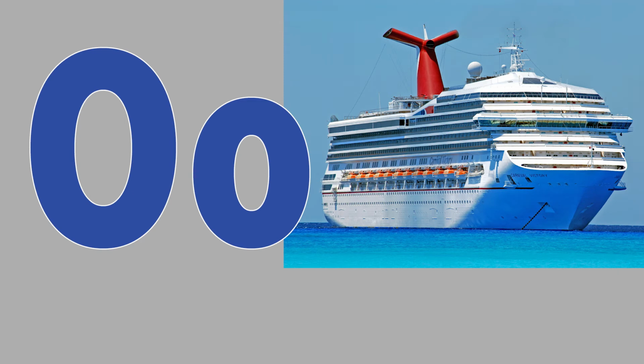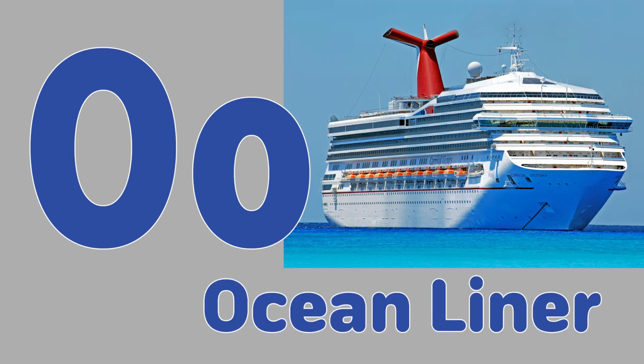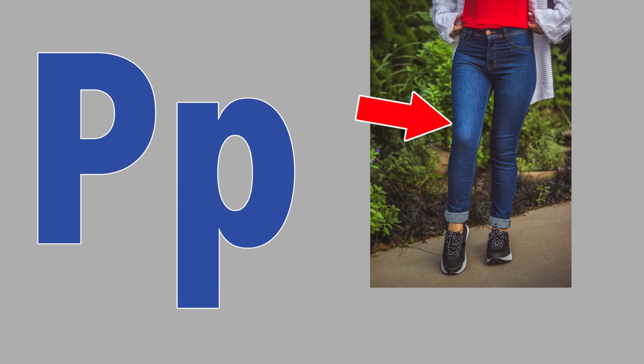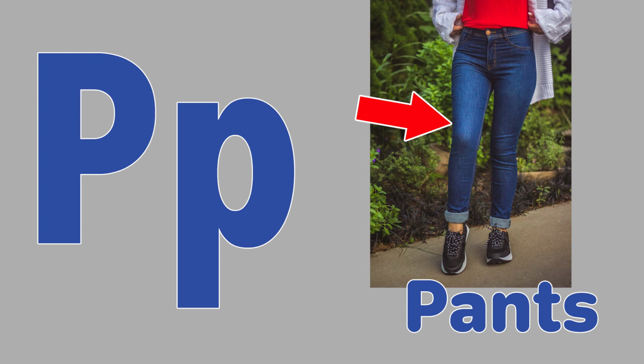This is the letter O. And what is this? This is an ocean liner. It can also be called a cruise ship. And ocean liner begins with the letter O. This is the letter P. What is this that the arrow is pointing to? This is a pair of pants. You can also call these blue jeans. And pants begins with the letter P.